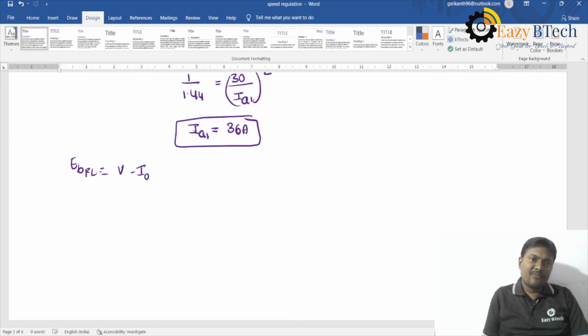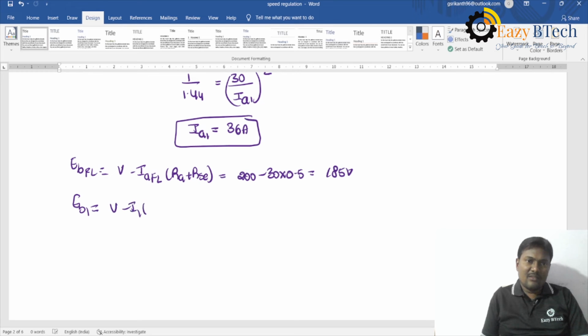V minus IA full load into RA plus RSC, so 200 minus 30 into 0.5, that should be equal to 185 volts. And EB1 is V minus I1 into RA plus RSC, 200 minus 36 into 0.5, that should be equal to 182 volts. Then N is directly proportional to EB by phi.